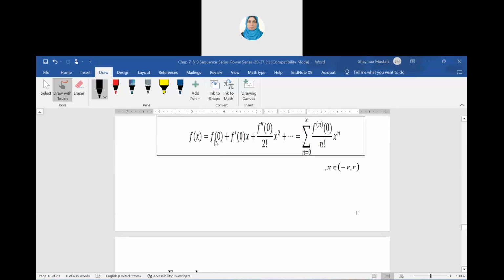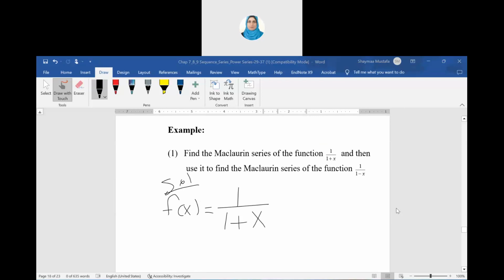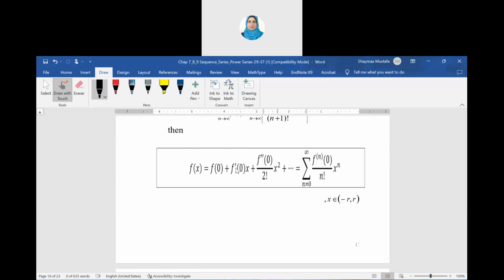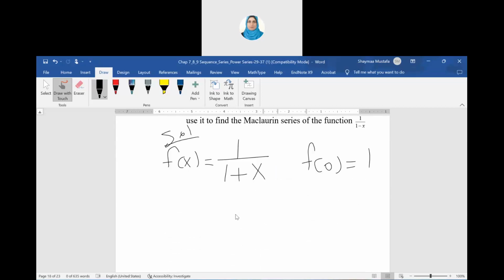We need to find f of 0. So here f of 0 is equal to 1. When you substitute x equal to 0, f of 0 equals 1. Now, second term is f prime of 0 times x. This is the second term. So you need to find the derivative of f of x.